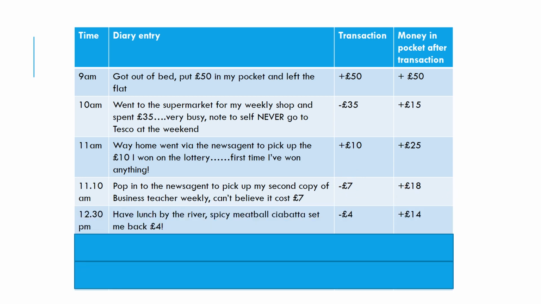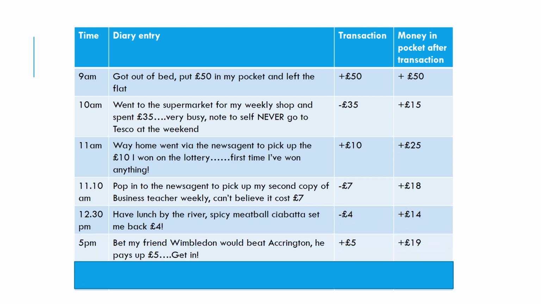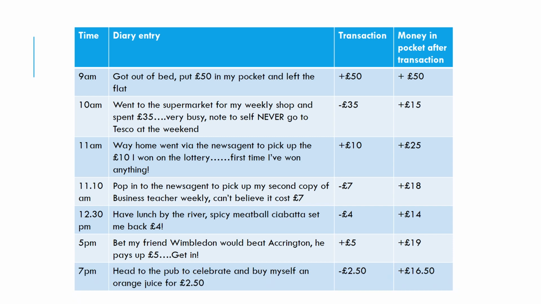The meatball ciabatta would be minus 4, cost me £4, leaving me with £14 in my pocket. My friend paying up because of the Mighty Dons would be £5 in my pocket coming into me, so £19 overall I would have. And then my celebratory orange juice, minus £2.50, would leave me with £16.50 at the end of the day in my pocket.